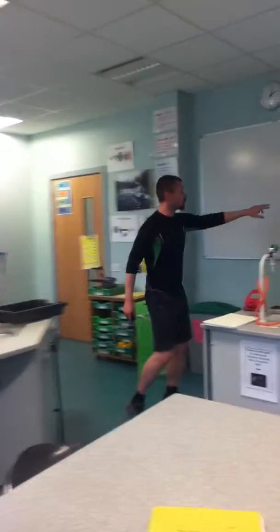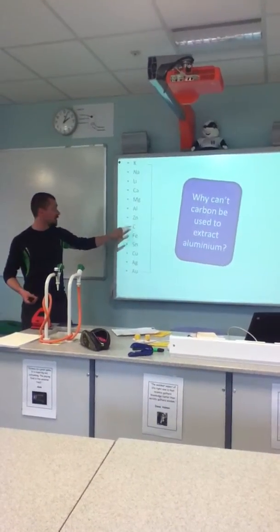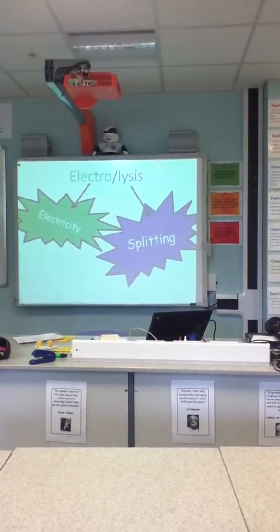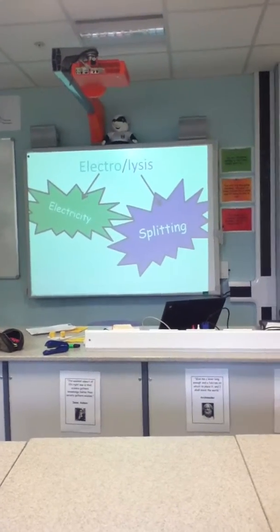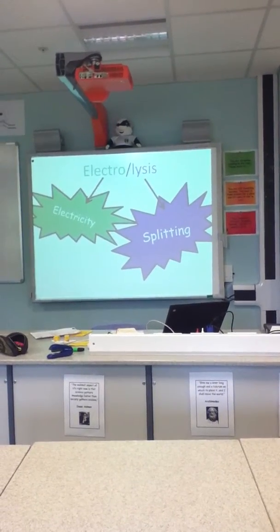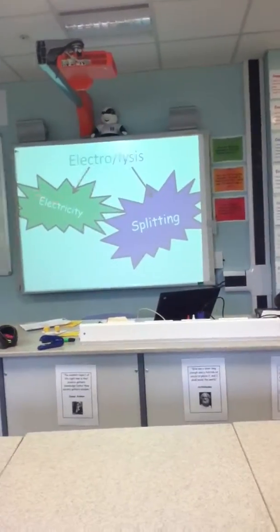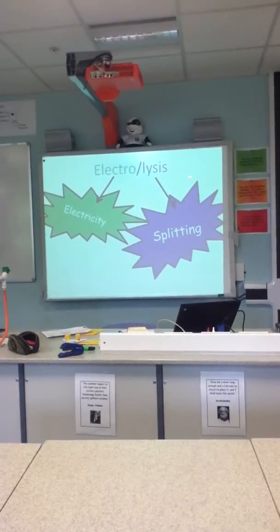So there are some metals up here that we're going to need some other method to extract from their ores, because carbon's simply not reactive enough. And one of those methods is electrolysis. Electrolysis is quite a big and quite a technical word, but with words like this, if we split them in half, sometimes it's easier to understand them. So the electro part of electrolysis literally means electricity, we're using electricity, and the lysis part means splitting.